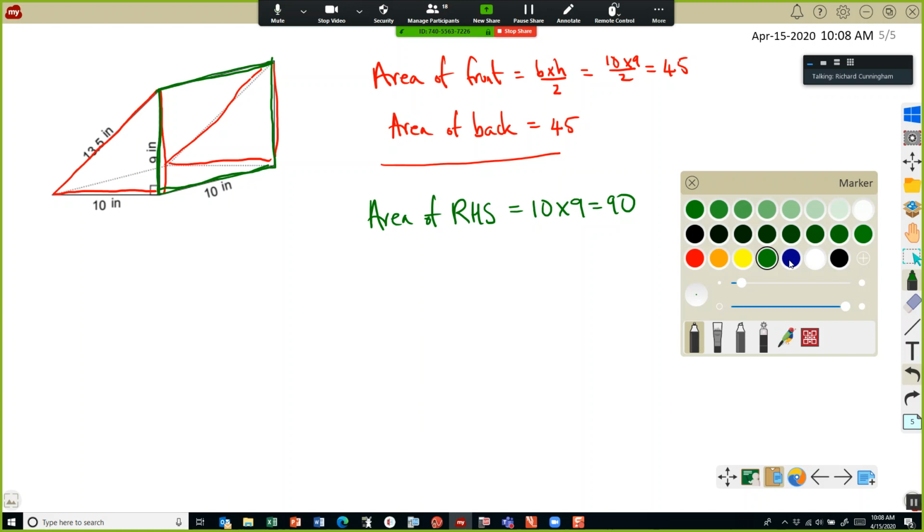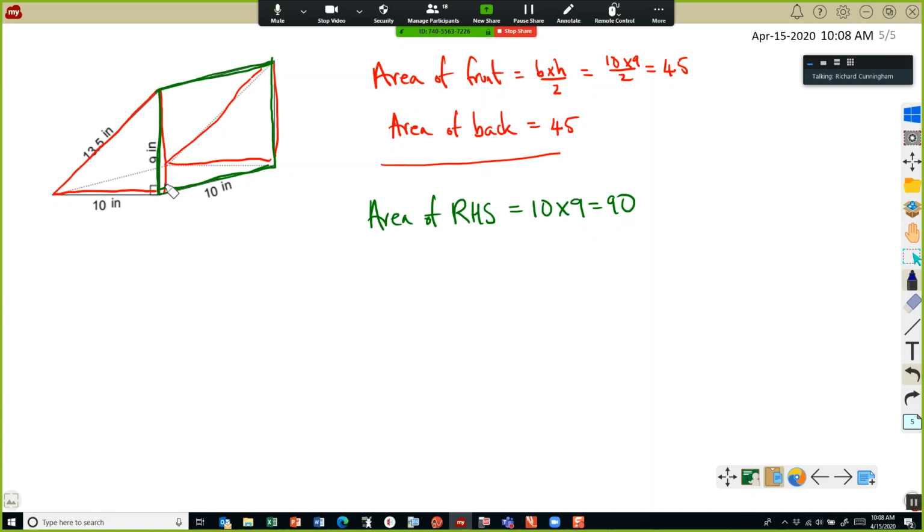What about the, let's use blue, what about the base? Somebody else. Javian, can you tell me the area of the base? Or Magnus, can you tell me the area of the base? So in blue. Say again? Yeah, 100, good. Good, because it's just 10 times 10.